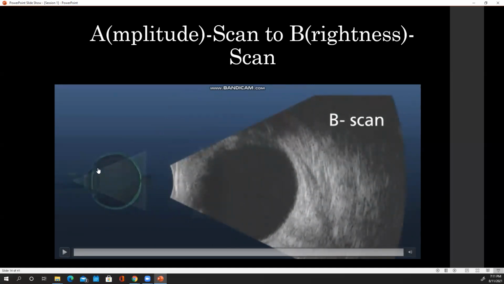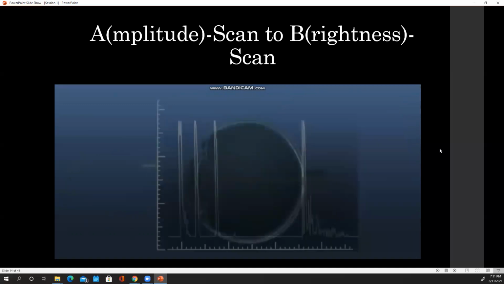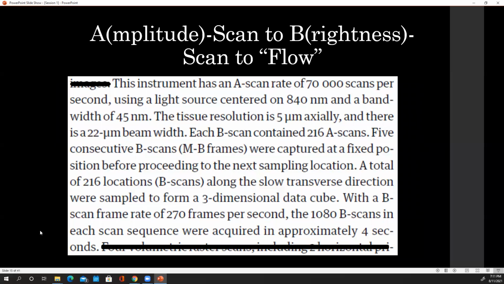Okay, so now you understand 216 A scans, meaning 1, 2, 3, all the way down to here. If you added them up after you flip them up, that's one B scan. Does that make sense, that calculation? Yes. Good. Okay, so now we understood that one.